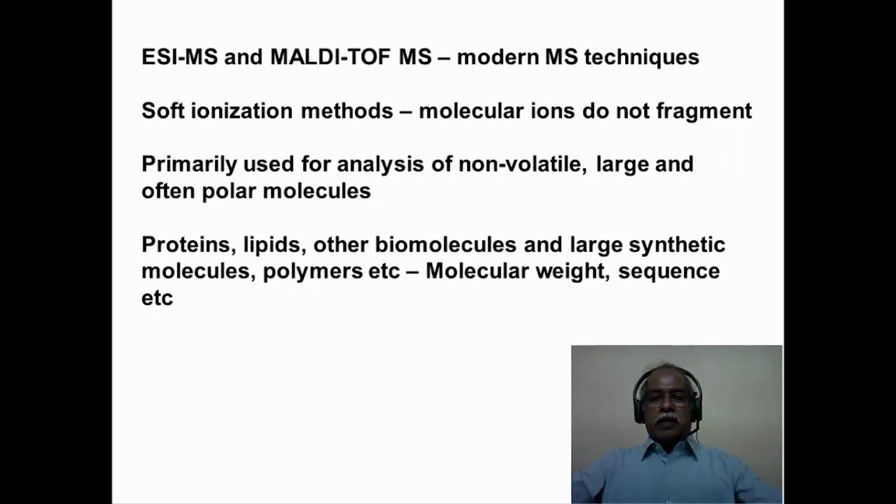Now, electrospray ionization mass spectrometry and MALDI mass spectrometry are modern mass spectrometry techniques. These are also known as soft ionization methodologies. Because of the soft ionization technique, the molecular ions do not possess as much energy as in electron impact ionization mass spectrometry. So, the molecular ions do not fragment under this ionization condition. That is extremely important. It is primarily used for the analysis of non-volatile, large and often polar molecules. Typical examples are proteins, lipids, and other biomolecules like DNA and so on.